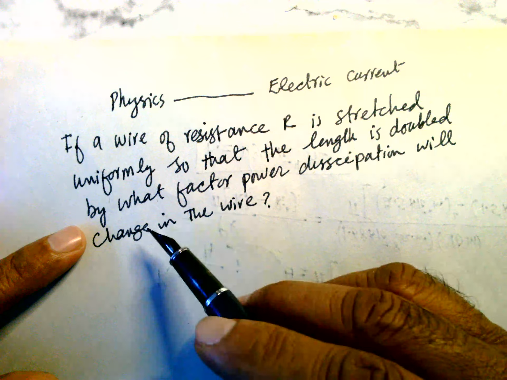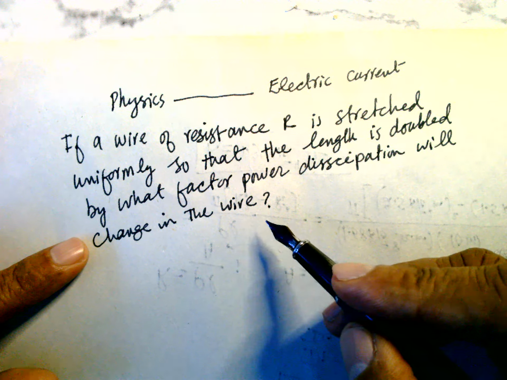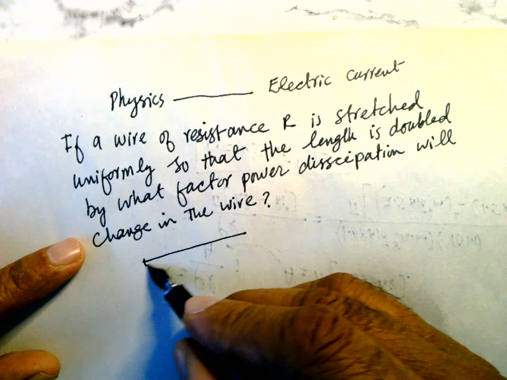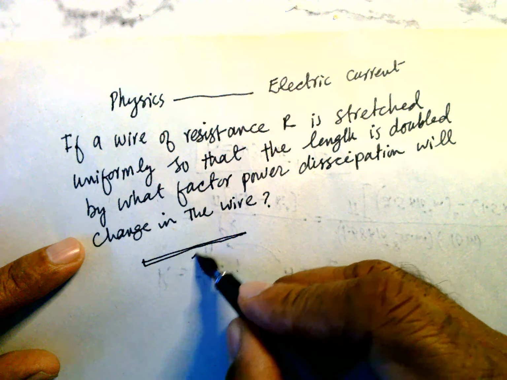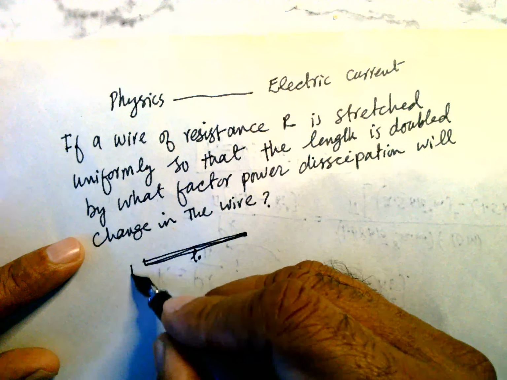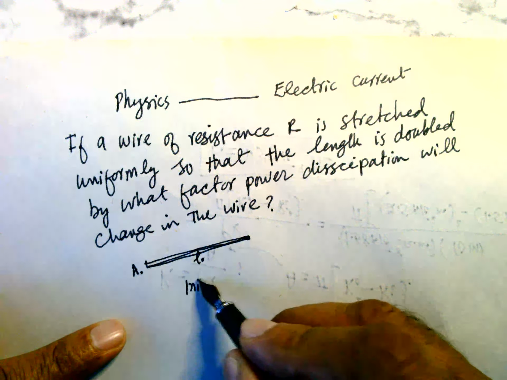Hello, physics. Electric current. The problem is, if a wire of resistance R is stretched uniformly so that length is double, by what factor will power dissipation be changed in the wire? So this is the length L naught, and it has a cross section area which is equal to A naught, and it has a volume initially.